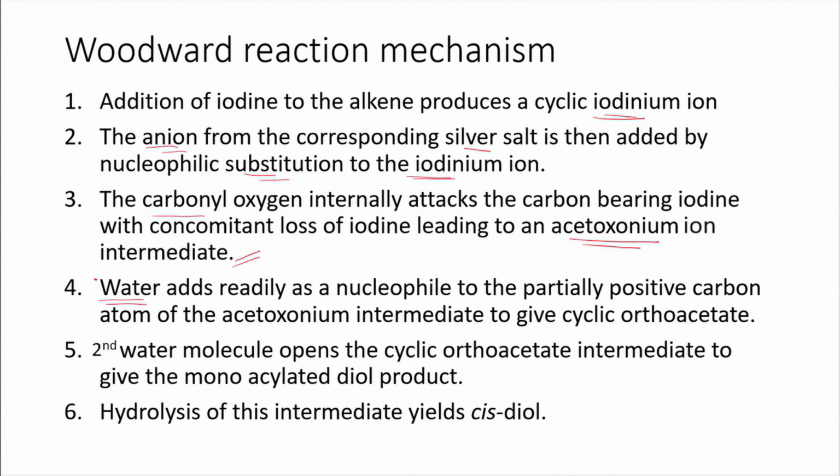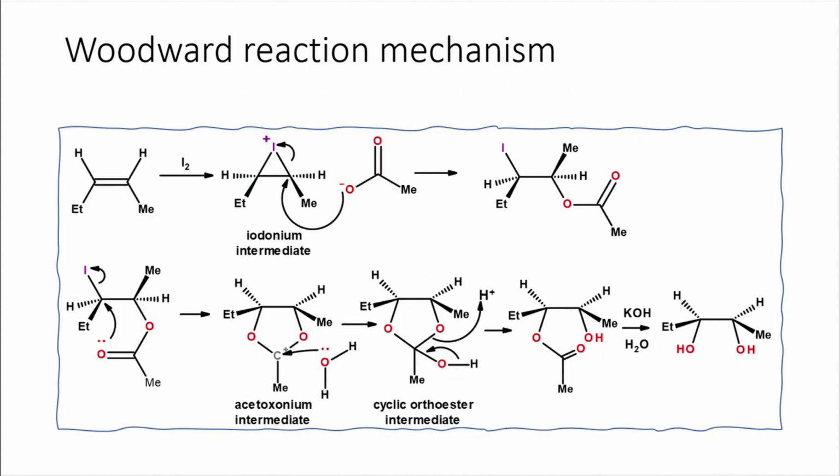So, this is one of the major changes which happens in the Woodward reaction, which is not happening in the Prevost mechanism. The water now attacks the partially positive carbon atom of the acetoxonium ion intermediate, which gives the cyclic orthoacetate, and finally, the water molecule opens up the cyclic orthoacetate intermediate to give the monoacylated diol product, and in this particular case we end up with a cis diol. Let us look at the reaction mechanism in detail.